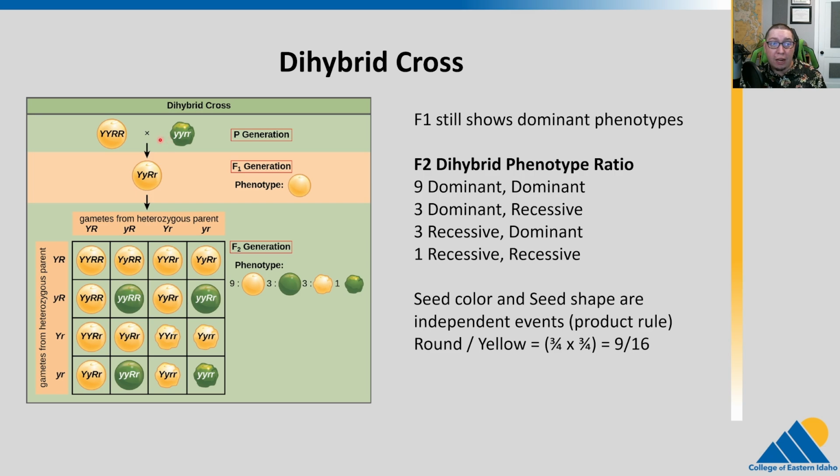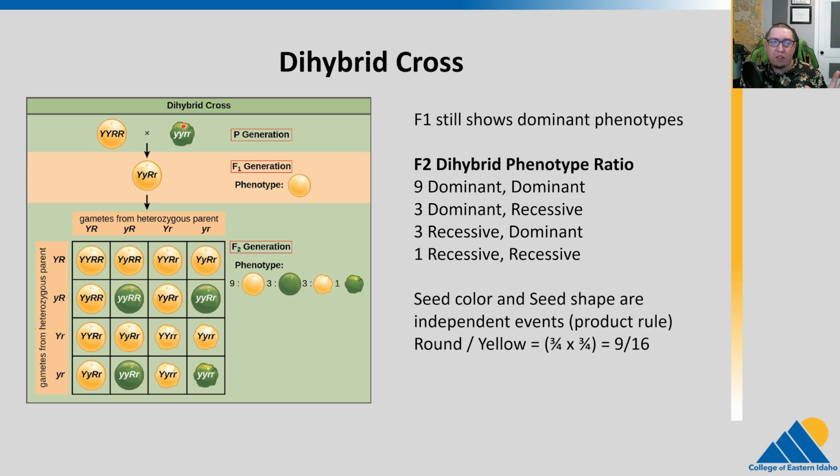Okay, here's an important thing. We're using Y for yellow and little y for green. Don't put a G in there, right? That'll confuse yourself. Same thing with round is big R, wrinkled is little r, okay? So don't get confused there.